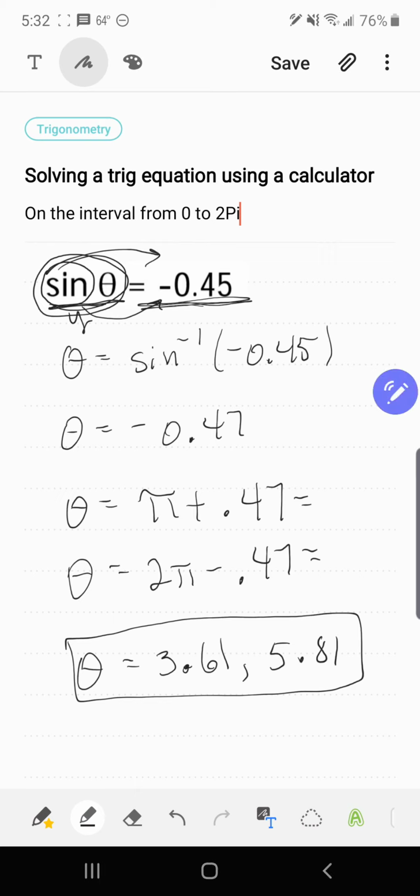So those are how you get your two answers with the Casio, with the unit circle, and verified with DESMOS.